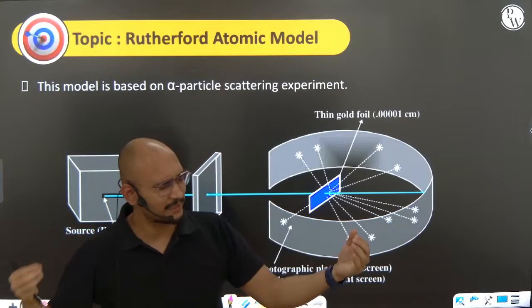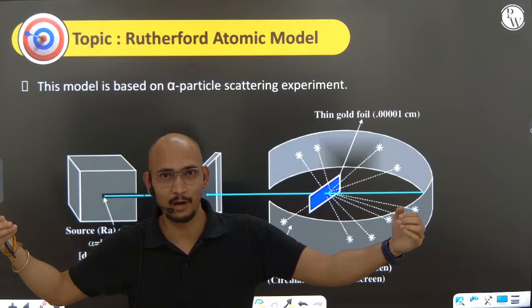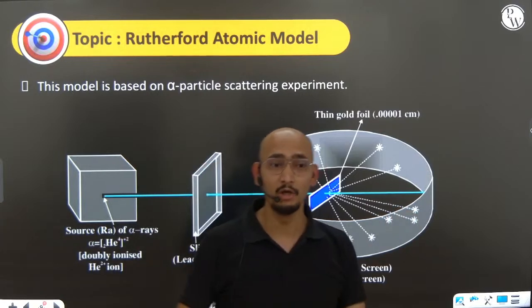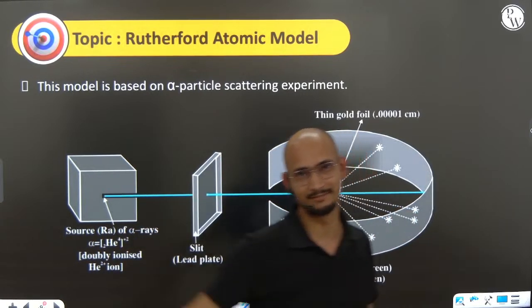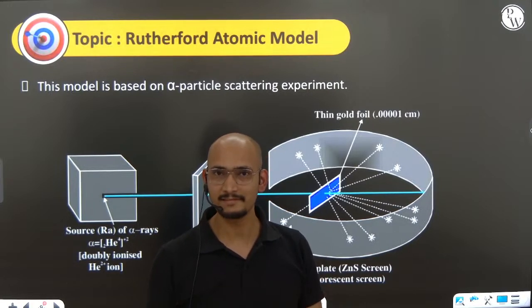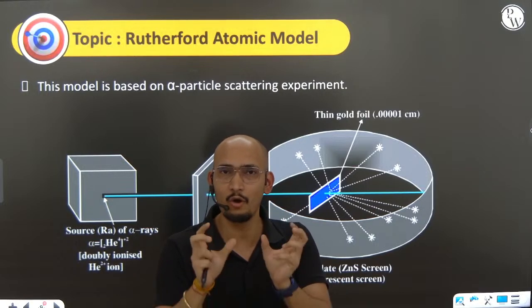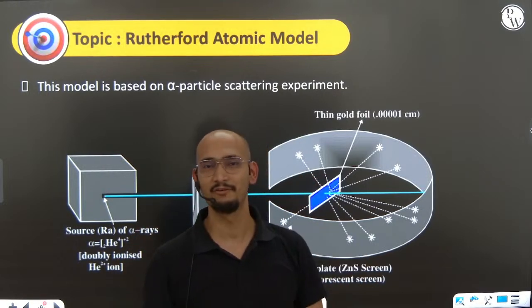So what he was expecting, when I bombard the alpha particle, it would come back just like a rebound, but it didn't happen. What happened? Most of the alpha particles just went through it. How did this happen? Why did this happen? Of course, we can say that there is a lot of vacant space inside the atom, for sure.